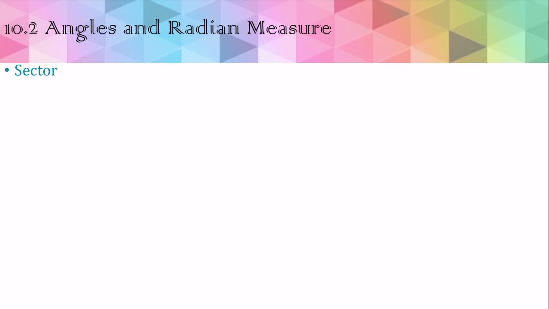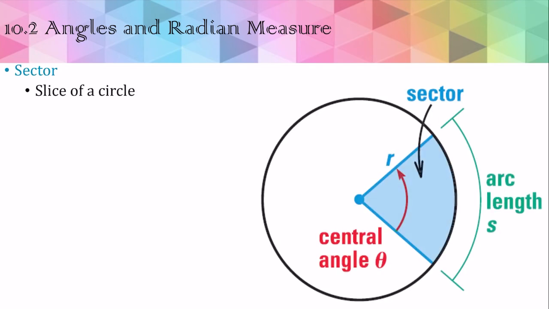Radians make finding some things that we found in geometry with circles much easier, mainly arc lengths and areas of sectors. A sector is a slice of a circle, like a piece of pie or a piece of pizza. If you're thinking pizza, arc length would be the crust. How long is the crust? Remember, in geometry, when we're using degrees, we had to take the degrees, divide it by 360, and then do some multiplying by the circumference.